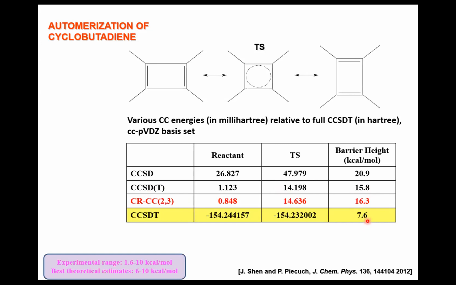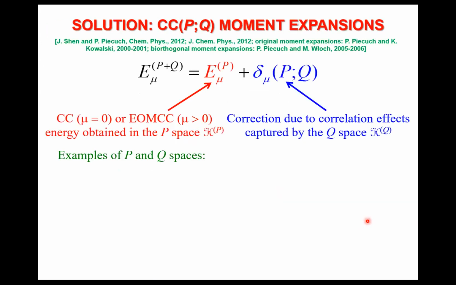So what's the problem here? Well, the problem is that in corrections to CCSD, we are assuming that we can decouple the lower order clusters, in this case T1 and T2, from the higher order clusters such as T3. But of course, we know that these clusters are coupled. So the question is, how can we incorporate the coupling among the cluster operators while retaining the idea of non-iterative energy corrections? Well, the CCPQ moment expansions are flexible.